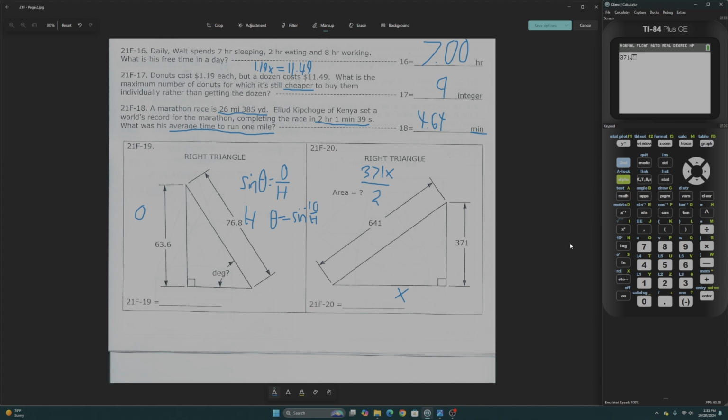The square root of the hypotenuse squared minus this leg squared. And that will give us what that leg is. So now we know what x is. That right there, that's x. And we're multiplying it by 371, just like in the equation. And lastly, we have to divide it by 2. And that gets us our volume. So it's 97,000. Okay.